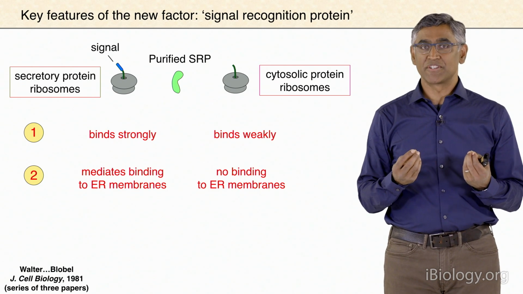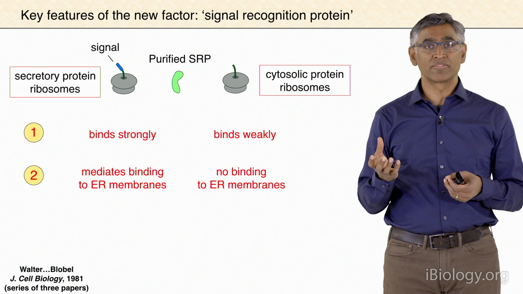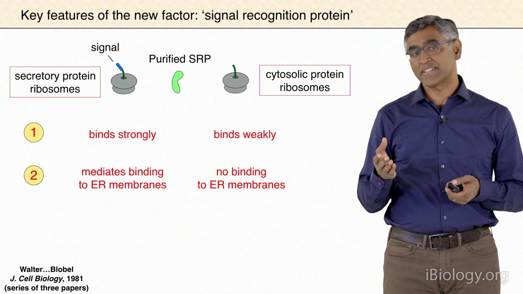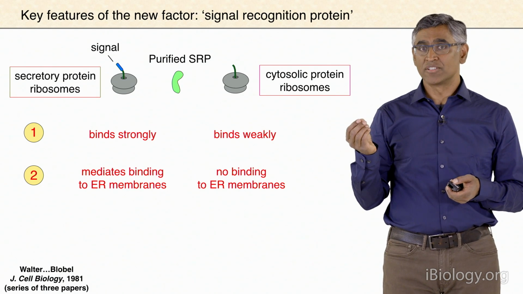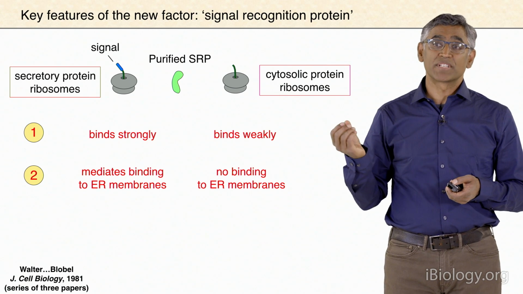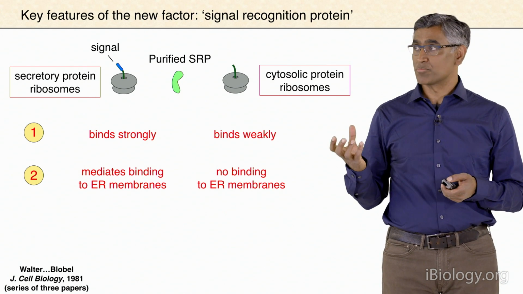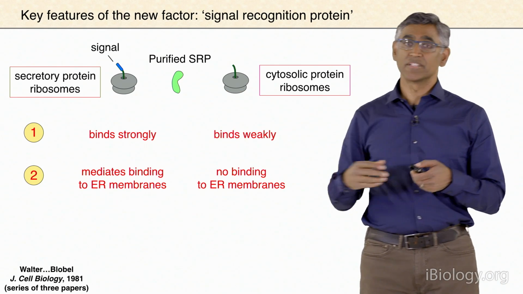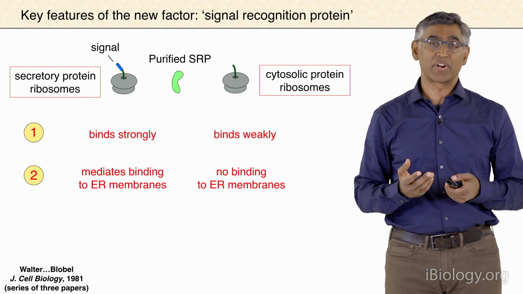So that was another difference, and that also suggested that SRP was somehow important for targeting these ribosomes to the membrane. And in fact, in subsequent studies, using SRP as an affinity handle, they identified the receptor that it binds to at the surface. And so SRP then takes ribosomes that are exposing a signal peptide to a receptor, and that receptor is located at the ER membrane.